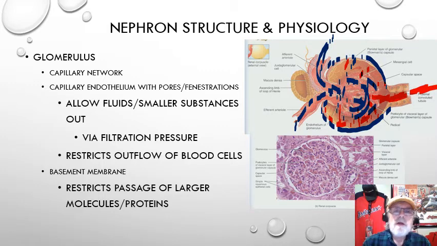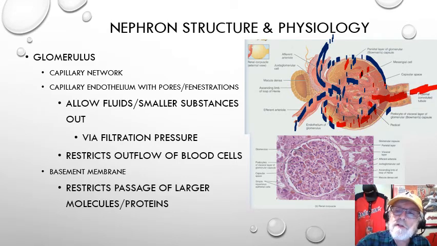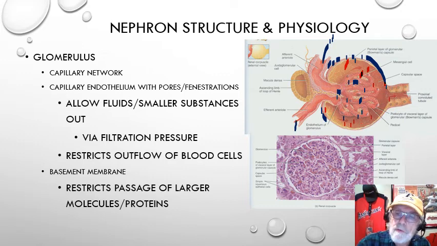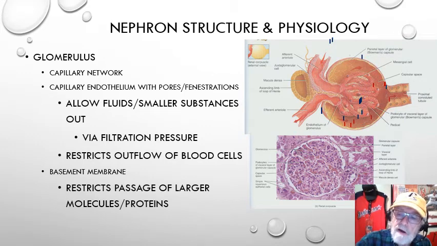Okay, so this capillary network with pores and holes in there allows fluids and some smaller substances out. And again, that's by filtration pressure. What do I mean by filtration pressure? There's just so much pressure in those glomerular capillaries that it sort of forces the fluid as well as the particles out of the capillaries and into that capsule, that Bowman's capsule. Okay, and so that's basically what happens in the glomerulus.